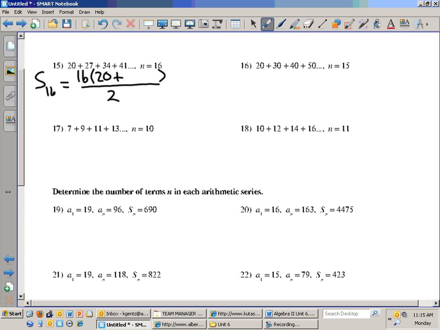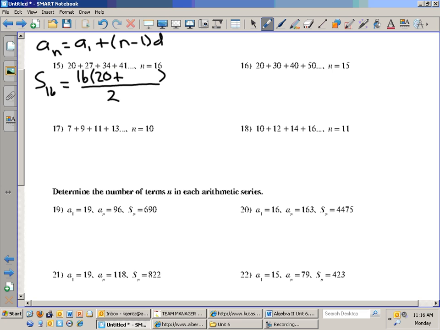Well, if I had a formula, an explicit formula for an arithmetic sequence, like we worked with on Friday, I could figure out the 16th one, couldn't I? And so we learned on Friday that a sub n is equal to a sub 1 plus n minus 1 times the difference. So using that formula, we can write an explicit formula so that we could simply plug in 16 and get something.